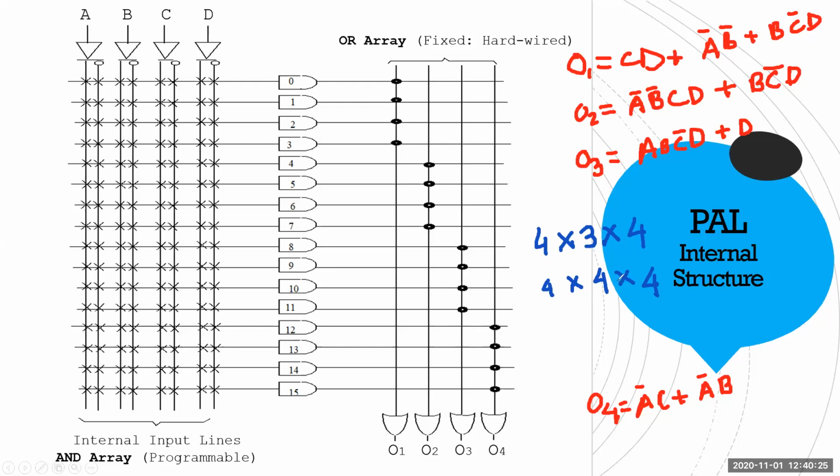Here 4 means you have 4 AND gates per OR gate. Got my point? So actually, how many AND gates do you have here? Actual number? 16, not 3. Actually, you have 16 here. But why have I written 4 first?